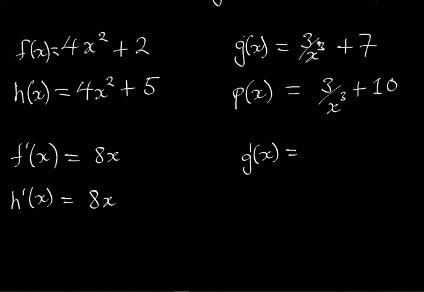So the best thing is we write this. It's going to be 3x to the power negative 1. And then if we work with that, it's going to give us negative 9 multiplied by x to the power negative 4. We do it for p there.